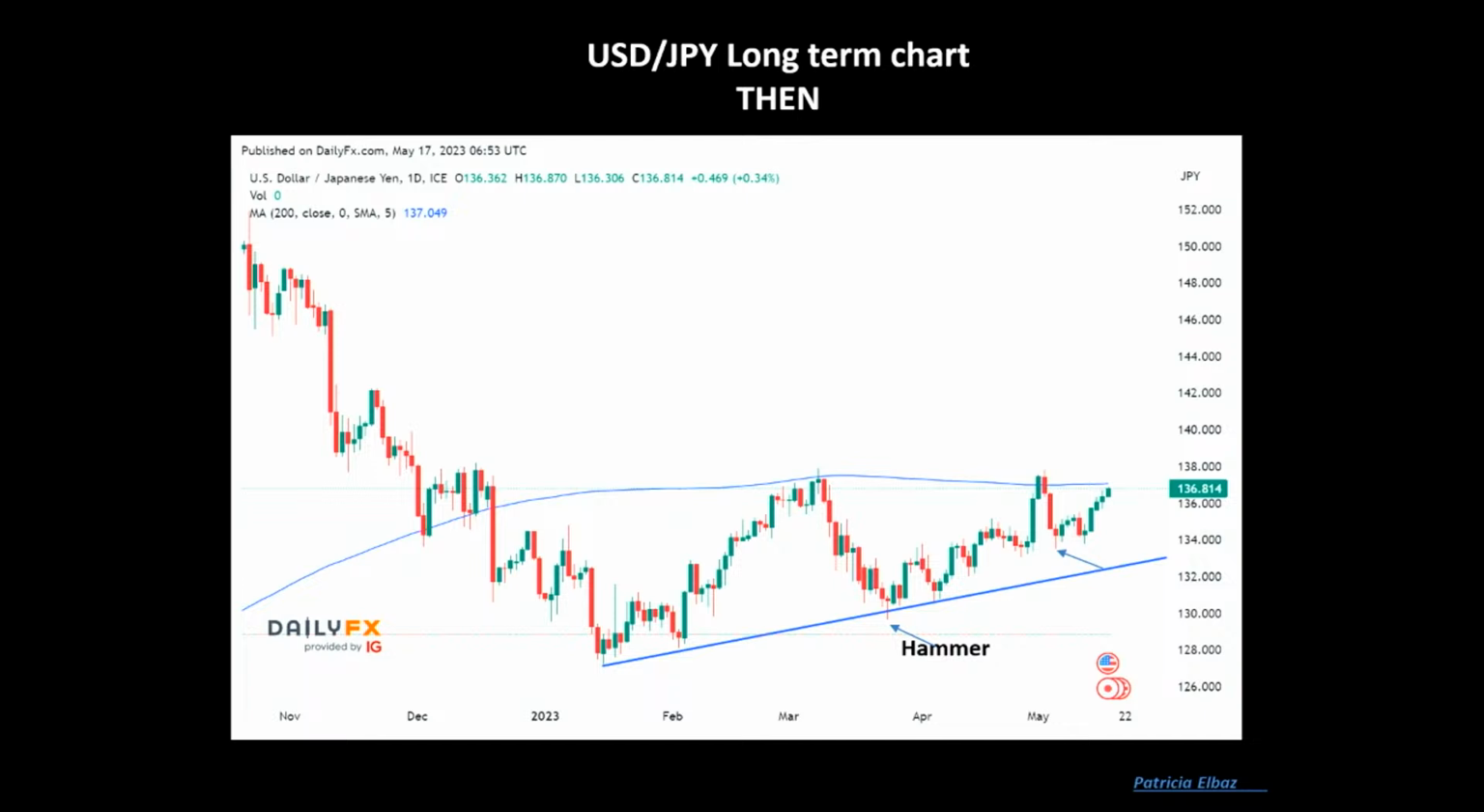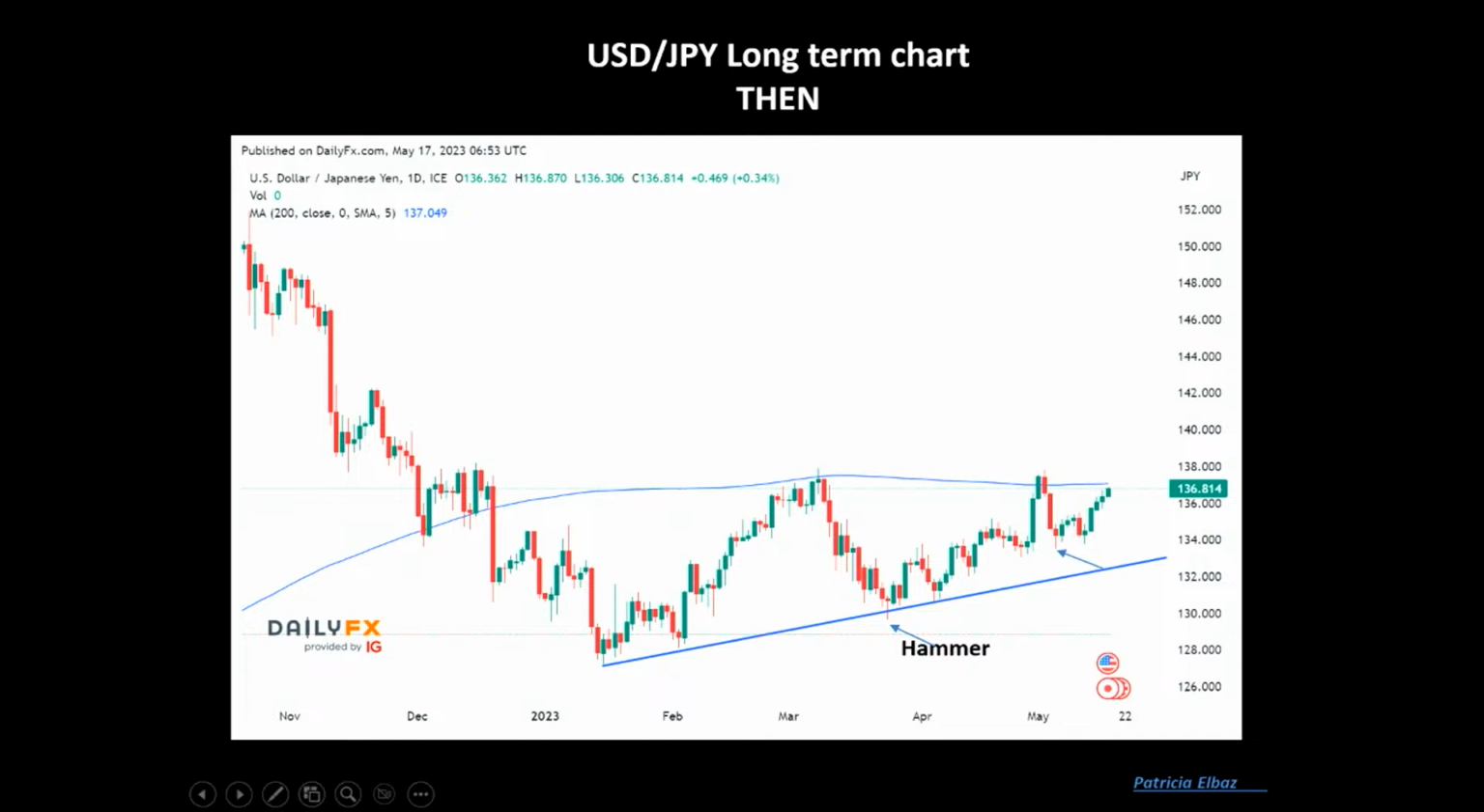So we had the rally, we had a move through the 200-day moving average. At the time when I was in, it was 136.80, so it was sitting on the 200-day moving average. So this base was created, and we're looking at initially 140 to 145. And then also I was talking about the fact that there could be intervention, because often when we see the yen getting so weak, there is often BOJ intervention.